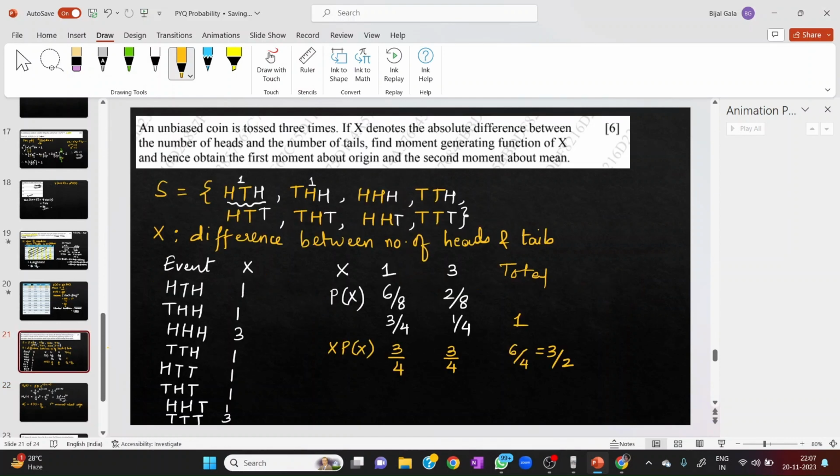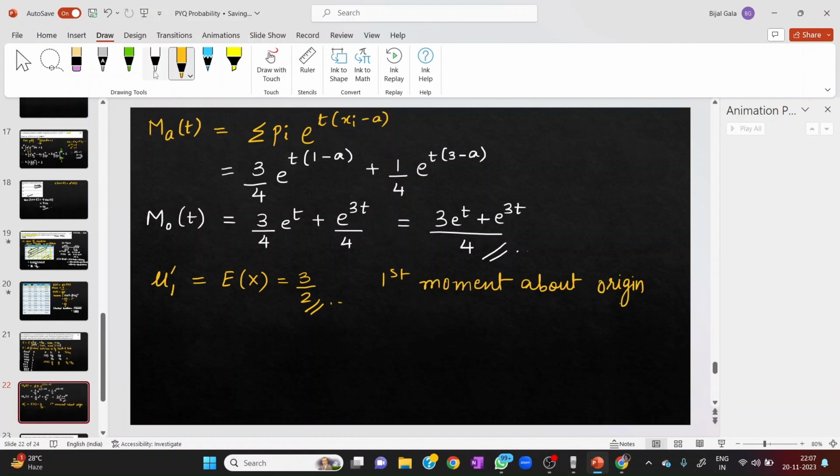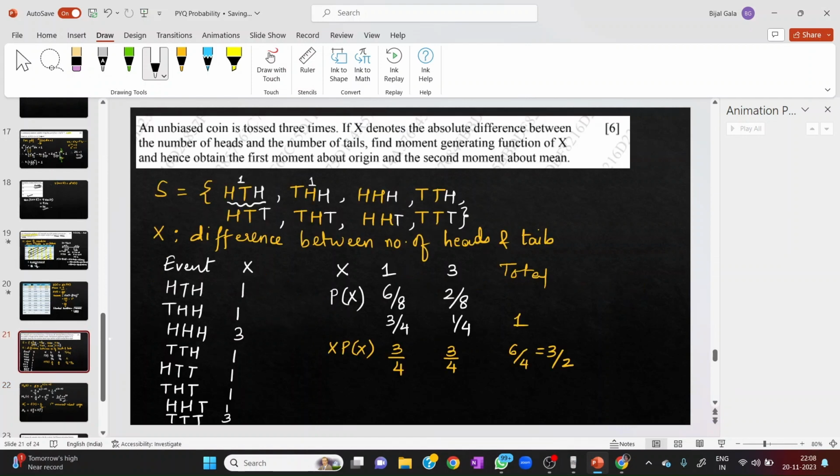Okay. Then they've asked you the second moment about the mean. How will we calculate the second moment about the mean? Formula: to calculate the second moment, the dash will not come above, because you are calculating the moment about the mean. E of (x minus mean, that is x bar) whole square. So how will you calculate this? First of all, we have already calculated the mean. Mean is 3 by 2.